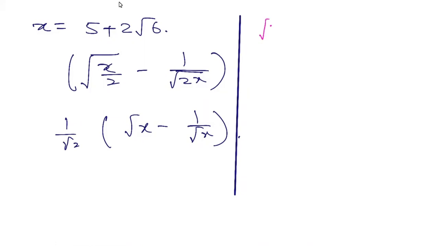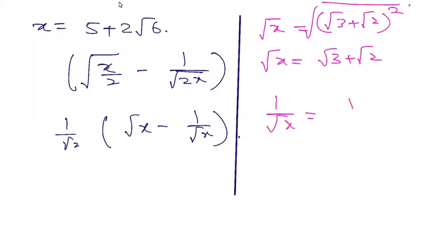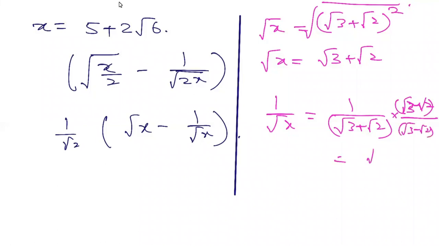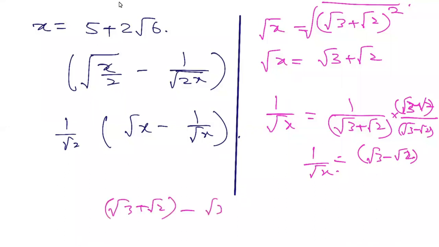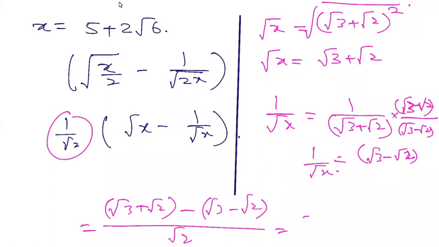The question is given. Root x is equal to root 3 plus root 2. The whole square is in the under root, means root x is equal to root 3 plus root 2. 1 by root x is equal to 1 by root 3 plus root 2, right? Multiplying with root 3 minus root 2, this is root 3 minus root 2. This is the value of 1 by root x. Root x is this and 1 by root x is this. So if we subtract both, root 3 plus root 2 minus root 3 minus root 2, the whole thing divided by root 2. So this is 2 root 2 by root 2, both cancel, 2 is the answer.